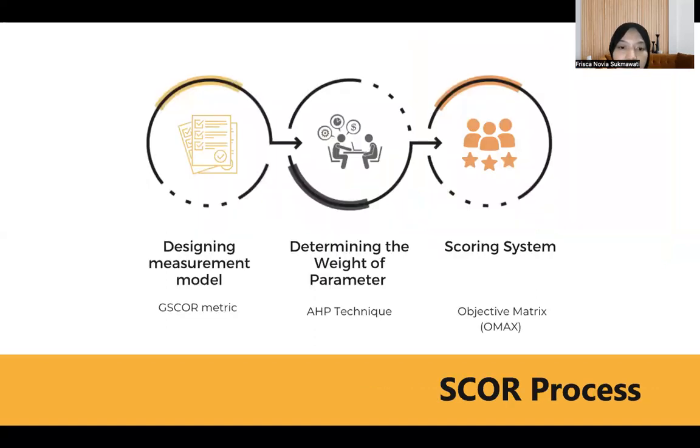All right, then how do we make a SCOR model? Here I summarize 3 stages. The first one is designing the measurement model using SCOR metrics. And then determining the weight of parameters using the AHP technique. And then the last one is the scoring system using objective metrics, or OMAX.